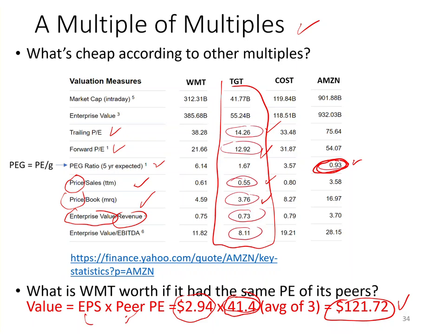Just multiply what you think the PE ratio is that they deserve times the current earnings per share or next year's earnings per share.